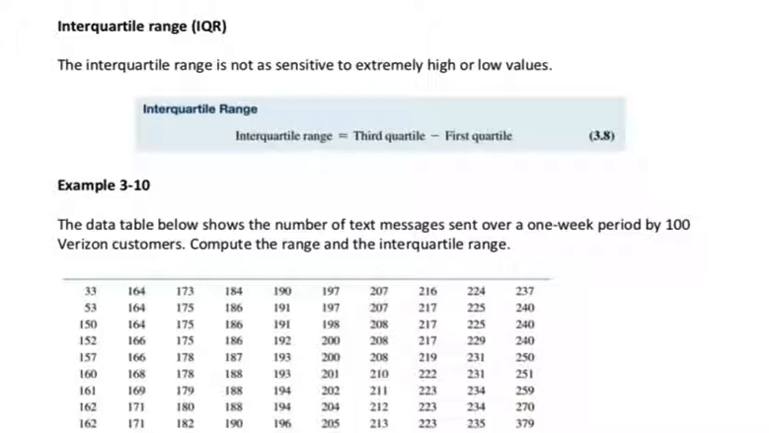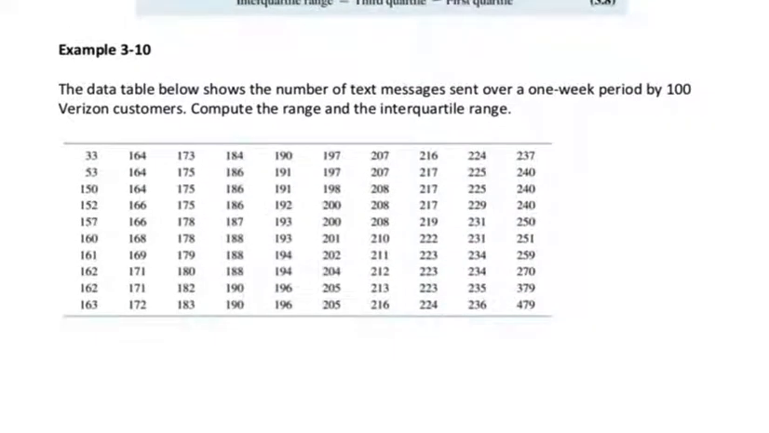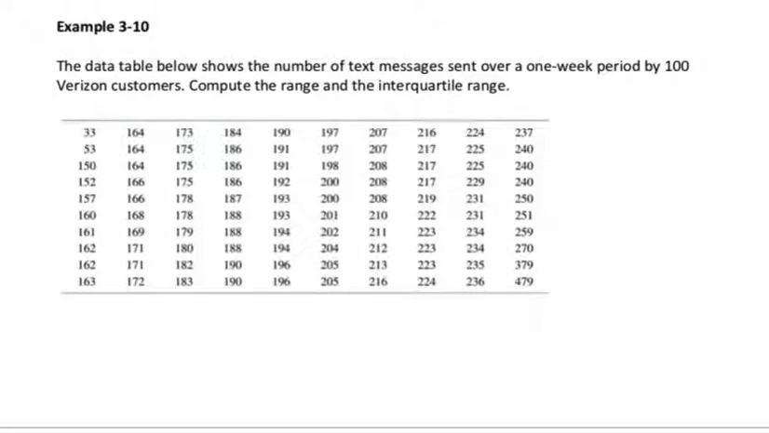So we're going to look at example 3.10. We have a data set that shows the number of text messages sent over a 1-week period by 100 Verizon customers. We want to compute the range and the interquartile range. And I'm going to show you how to do this using Minitab.